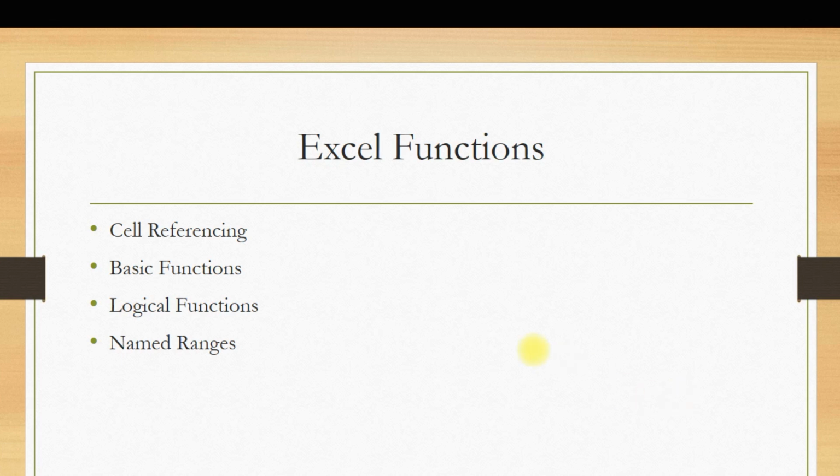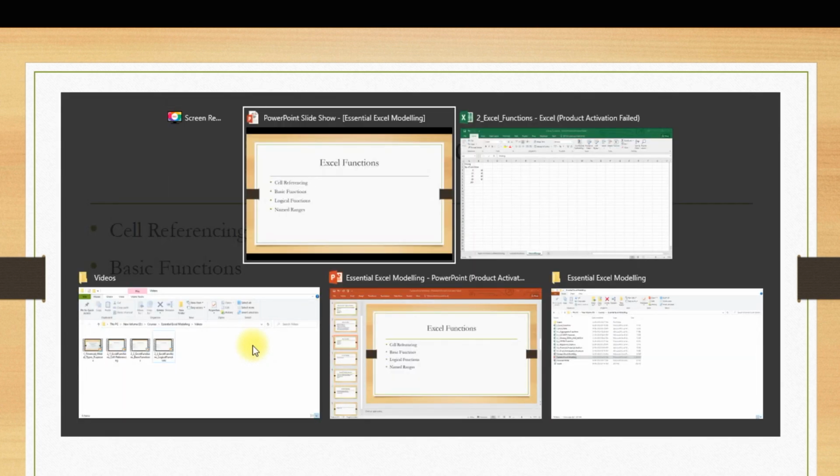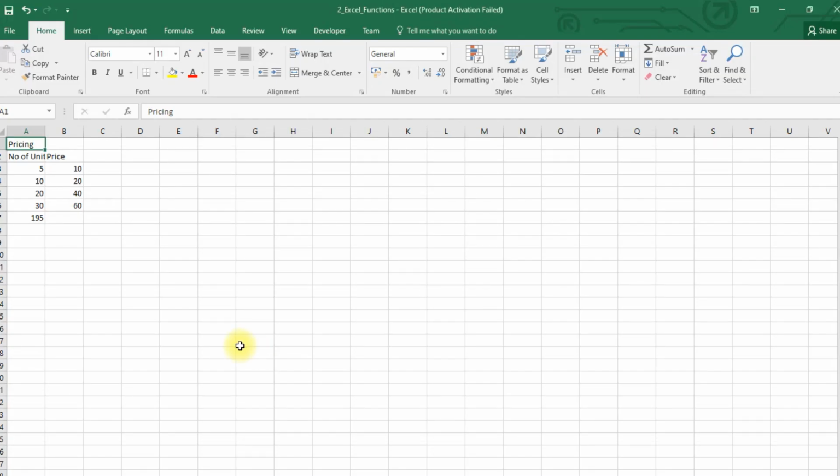In Excel functions, now we take a look at named ranges. So what is a named range? Excel names a cell or a group of cells and is widely used in any financial model in Excel spreadsheet.